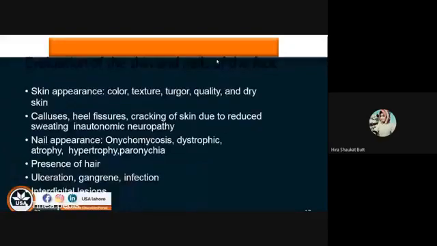Okay. Then comes the evaluation of the skin and the nails of the toe, because this is one of the most comprehensive parts of the examination. Skin appearance must be checked, whether there is some specific color, texture, or quality, such as dry skin, and we will continue after that as well.